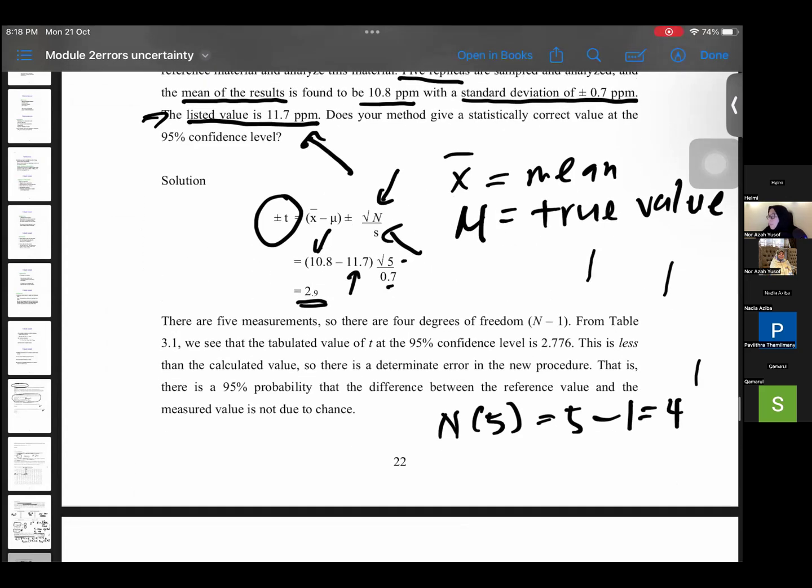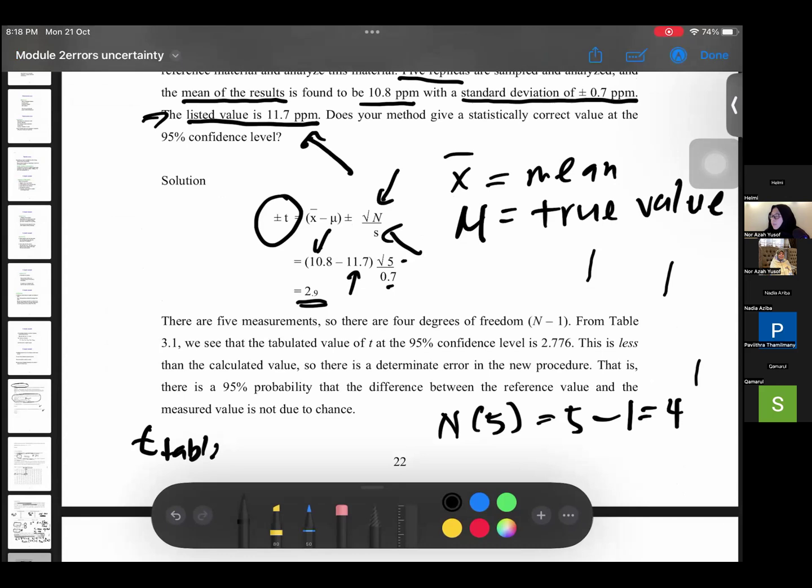okay, here. So from the table, we know that the T table value is 2.776, which is less than the T calculated. Okay, so T calculated is 2.9. So there is a determinate error in the new procedure. Okay. Usually I prefer to use T calculated bigger than T table.